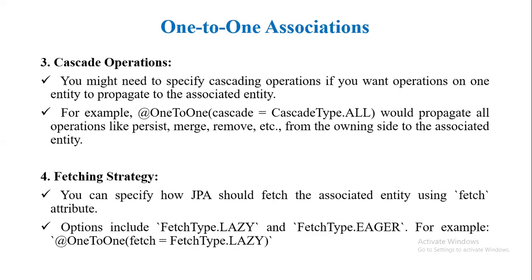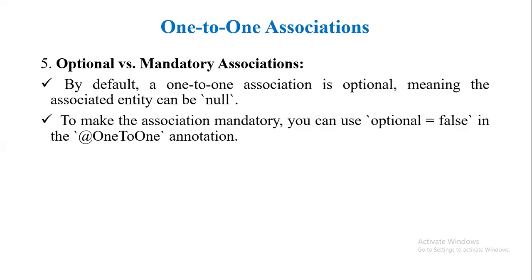And the next one is the fetching strategy. You can specify how JPA should fetch the associated entity using the fetch attribute. Options include FetchType.LAZY and FetchType.EAGER. For example, with @OneToOne, we need to specify fetch = FetchType.LAZY or FetchType.EAGER. And the next one is optional versus mandatory associations. By default, a one-to-one association is optional, meaning the associated entity can be null. To make the association mandatory, you can use optional = false in the @OneToOne annotation.